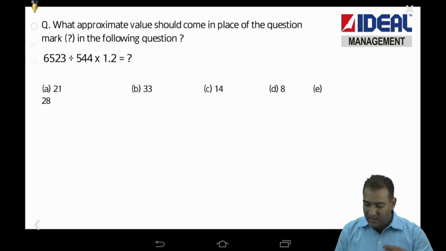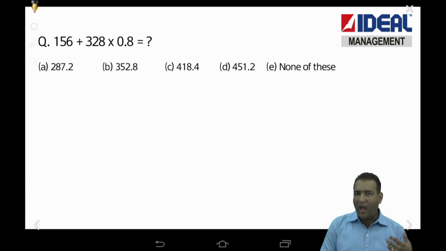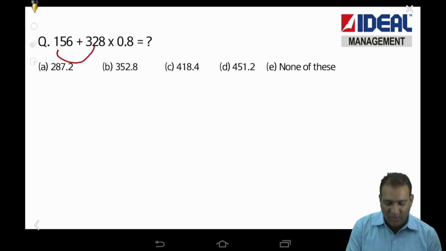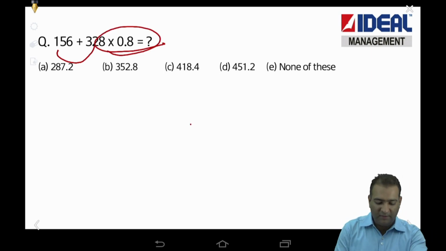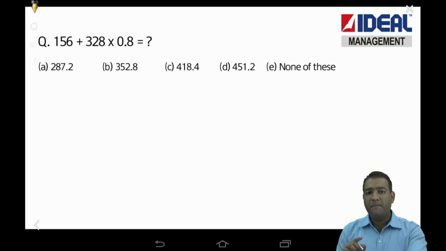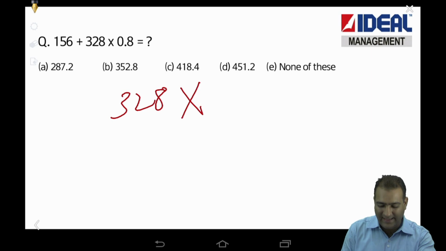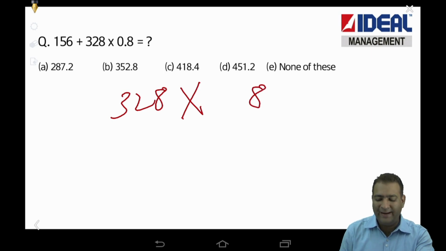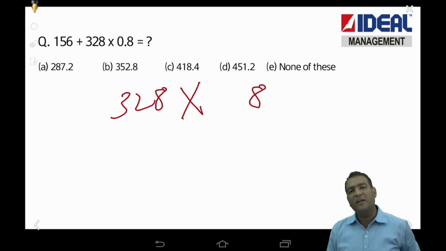Let's look at another question, I've taken different types of questions. Now this first mistake: please don't add these two and then multiply. You are not supposed to do that. Please, BODMAS we are supposed to know. First we will multiply. And the mistake people make is to multiply 0.8 by these numbers, get some answer, and then put one decimal. Nonsense. This question again we can solve verbally.